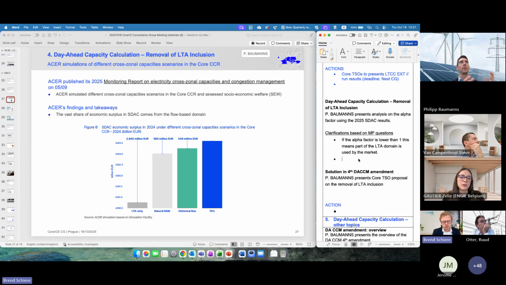focusing on the flow-based domain only. But the share of socio-economic wealth or economic surplus provided by the LTAs is very little compared to what we have.